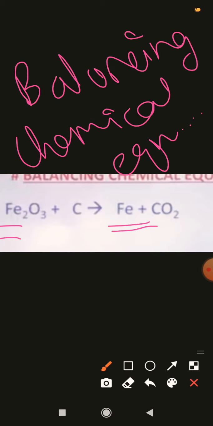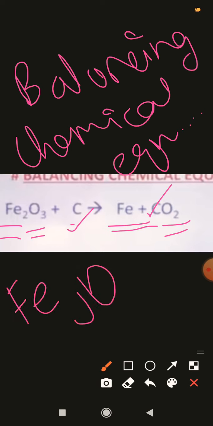Are you getting it? Yes. So we need to balance it. Here there are three atoms of oxygen, but there are two atoms of oxygen on the other side. Carbon is the same, because here is one atom of carbon and here is also one atom of carbon. So what do we need to balance? We need to balance the Fe and oxygen. So how to balance, I tell.